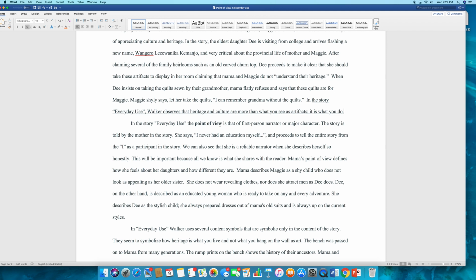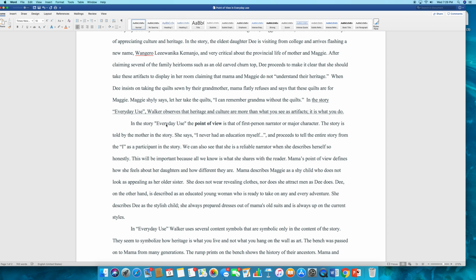As in the other paper that you just wrote, what is the point of view? How do we know it is that point of view? Be very careful here, because if you make an error, if you said, for example, that this was third person, then you wouldn't be able to support it here because it's not third person.